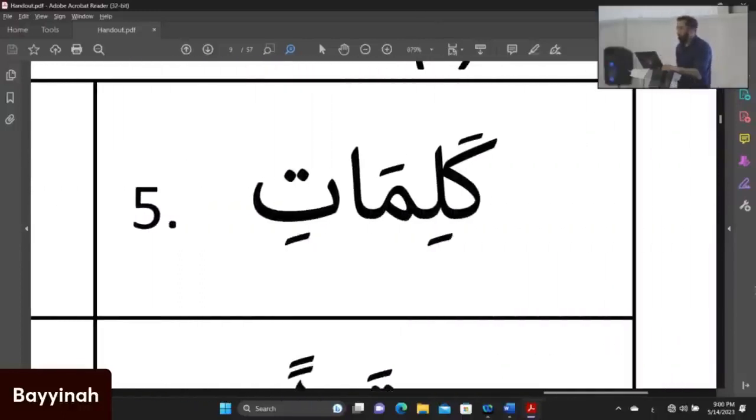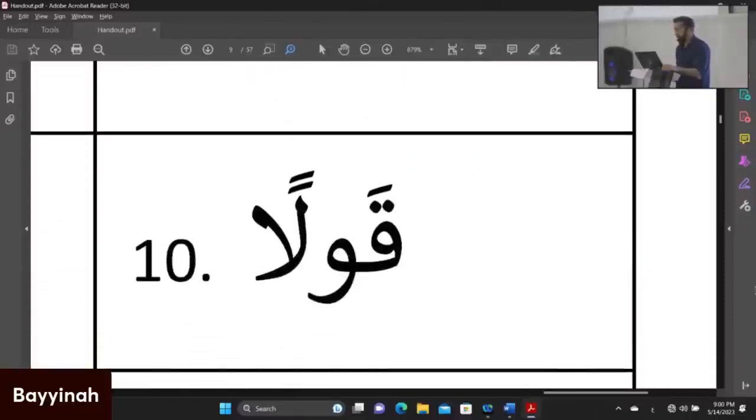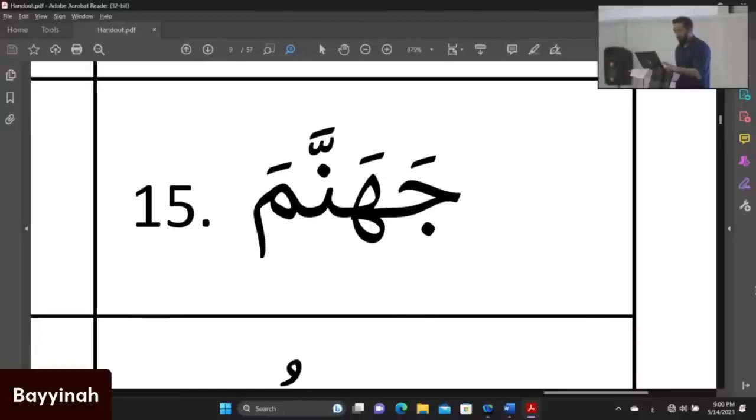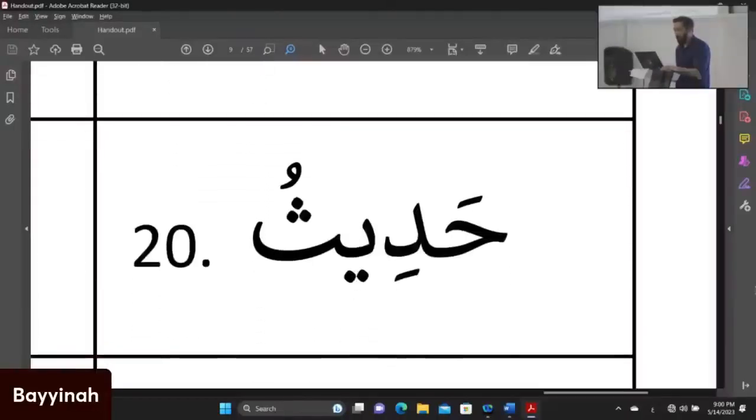Okay? Kalimati. Light. What's the heavy version? Kalimatin. Wonderful. Qawlan. Heavy. Light version. Qawla. With an alif or without an alif? Without an alif. Qawla. Jahannama. Light. Jahannaman, which is not correct, but yes, Jahannaman. I'll explain that in a second.